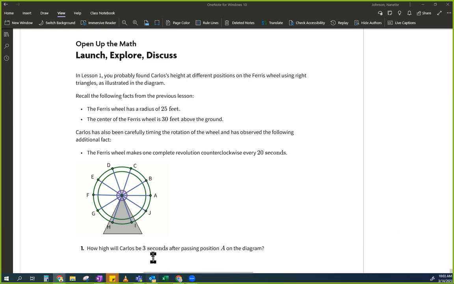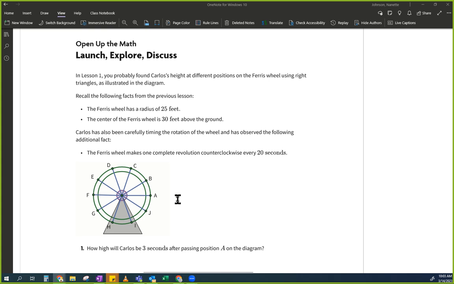Okay, so the 3-second thing was very interesting. So I asked all of you, and most of you said it has to be somewhere between B and C. And the logic behind that makes legit sense. If the whole thing takes 20 seconds to go all the way around, and let's assume this is a pretty nice Ferris wheel, not rickety, where it doesn't go fast in one section and then almost stop in another, right? It's a smooth ride. It's a consistent ride, right?